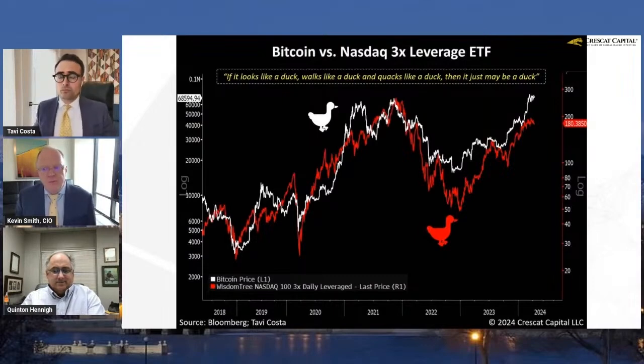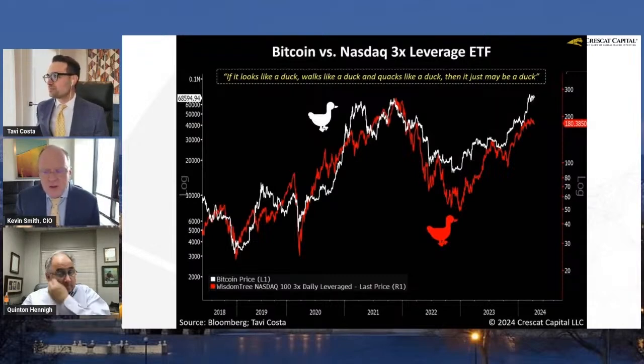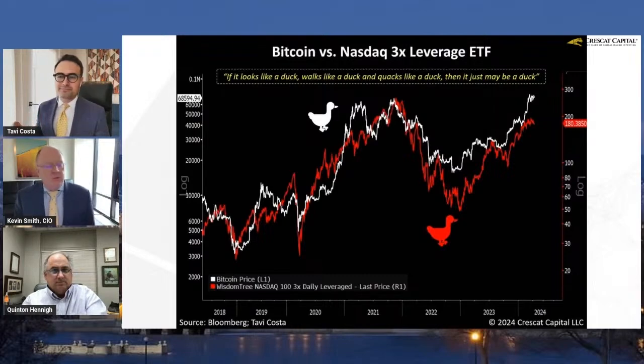But what is Bitcoin? Bitcoin is NASDAQ times 3. That's what Bitcoin is. And look at the correlation between 3 times leveraged NASDAQ 100 and Bitcoin over the last 5 years. If it looks like a duck, walks like a duck, and quacks like a duck, then it just may be a duck.